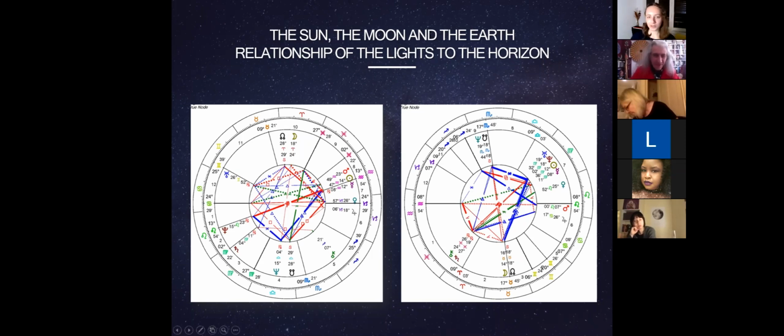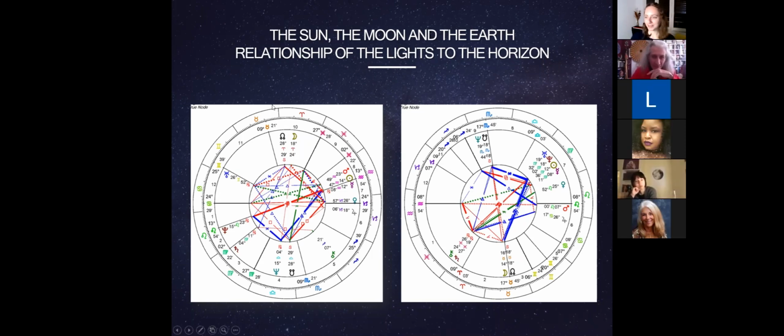So the first one is Dwayne's chart. Yeah, I just like the way it looks, so I'm using it as an example. I hope you don't mind. The other one is somebody you guys don't know, so it doesn't really matter.